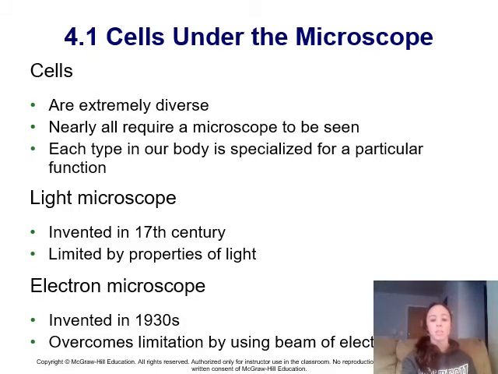However, light microscopes cannot highlight everything within a cell. So during the 1930s, the electron microscope was invented. And electron microscopes are able to highlight all of the details that are inside of the cell, including individual molecules, just short of an atom. And this is really important for scientists to determine how different molecules are used within a cell.